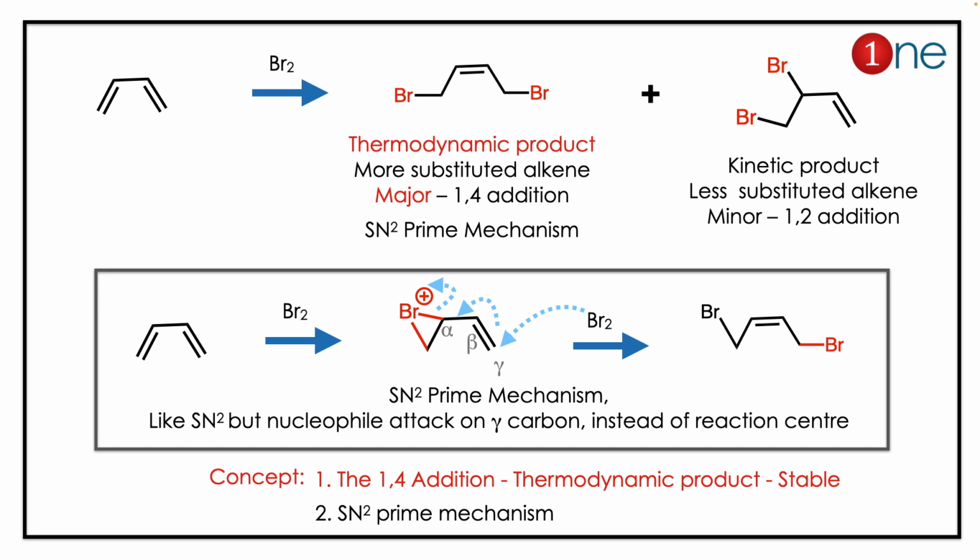So gamma attack leads to the ring opening. You have the final product there. So 1,4 addition is feasible. It's steric free. The concept you have to learn here is butadiene undergoes 1,4 addition as well as 1,2 addition. But 1,4 addition is thermodynamically stable and it is major, which follows SN2 prime mechanism.